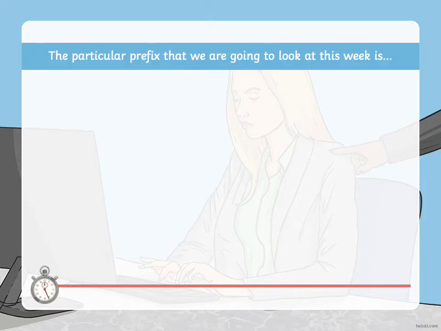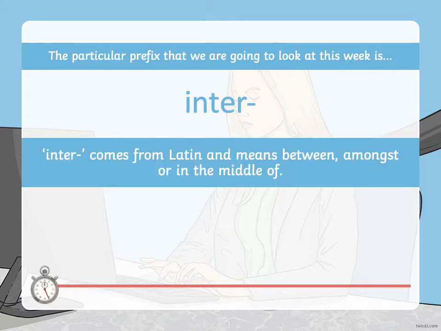This week we are going to be looking at words that all start with the prefix inter. If all of these words start with the same prefix, or start of a word, then they belong to the same word family. Inter comes from the Latin and means between, amongst, or in the middle of.